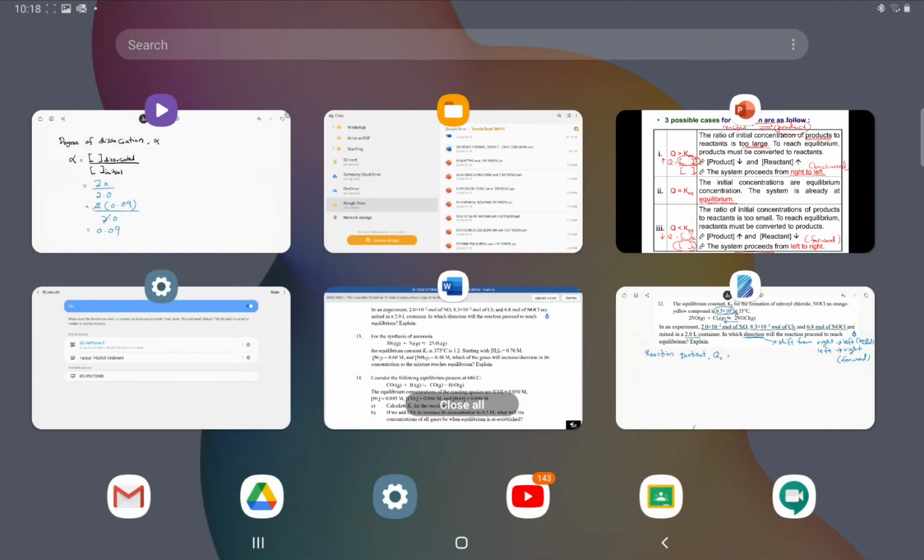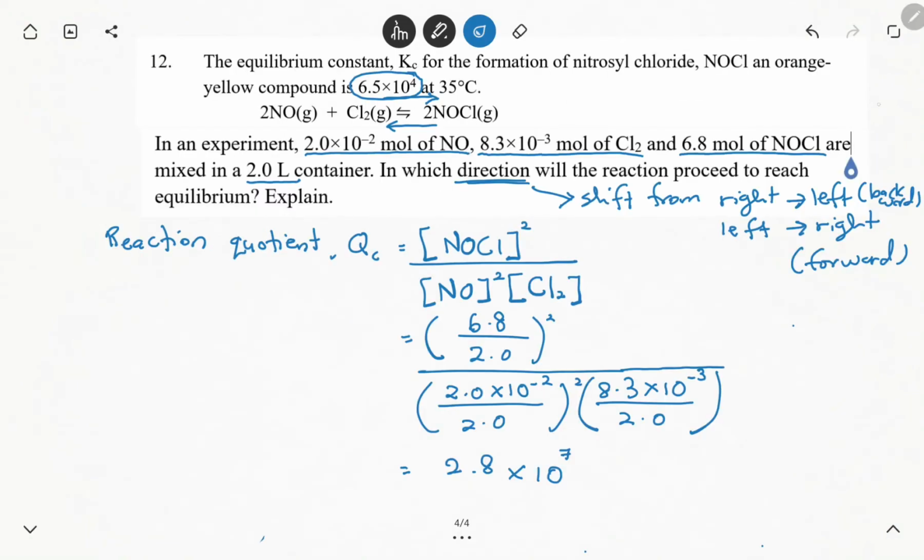Back to the equation. We have the reaction quotient, the concentration of product over reactant, and substitute the concentration not in equilibrium, the number of mole divided by the volume. We get the reaction quotient 2.8 times 10 to the power of 7. Compare with the Kc given. Kc is 6.5 times 10 to the power of 4. So we have Qc bigger than Kc.